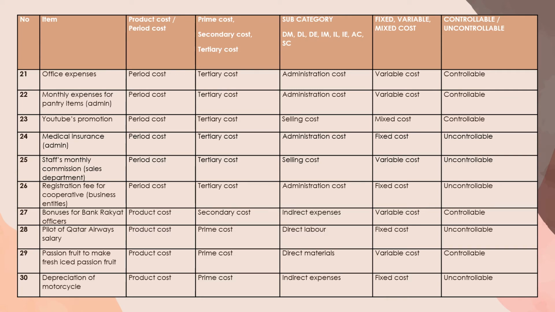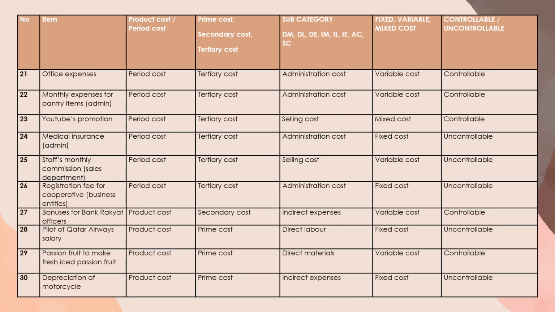Bonuses for Bank Rakyat officers, product cost, secondary cost, indirect expenses, variable cost, and controllable. Pilot of Qatar Airways, salary, product cost, prime cost, direct labor, fixed cost, and uncontrollable. Passion fruit to make fresh iced passion fruit, product cost, prime cost, direct materials, variable cost, and controllable.